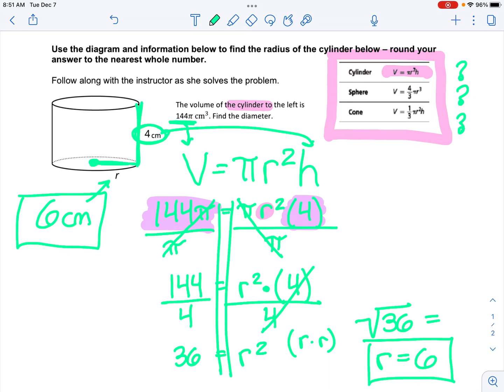So step 1, figure out which one of these equations you're going to use. Step 2, plug in all of your known measurements. And then step 3 is going to be just divide, divide, divide until you have r all by itself. Remember, when you get to r squared, that's not quite all by itself yet. You still need to take a square root.